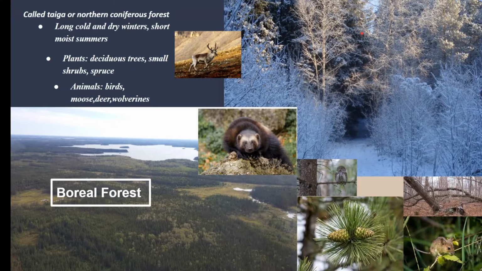Onto the Boreal Forest, which also has two bonus names, taiga or northern coniferous forest. They have long, cold, and dry winters, while having short yet even then moist summers. They have deciduous trees, as you can see here. The trees have lost their leaves. They have some small shrubs, and they have spruce. Animals in this biome include birds, moose, deer, and wolverine.